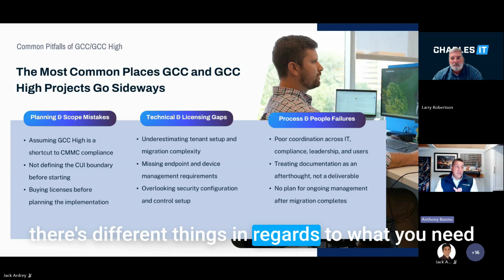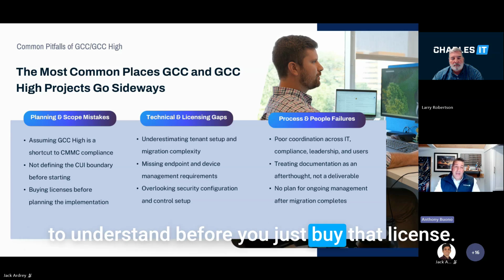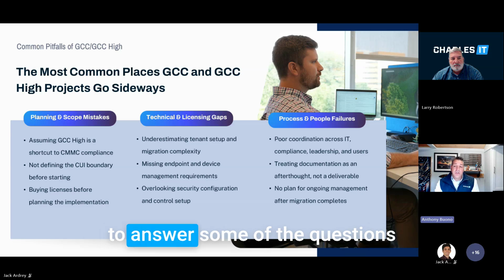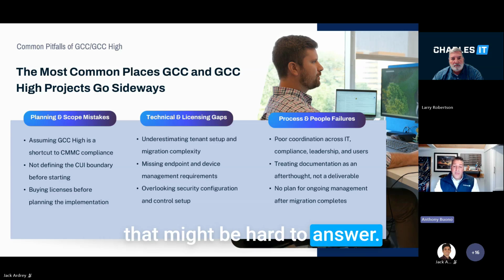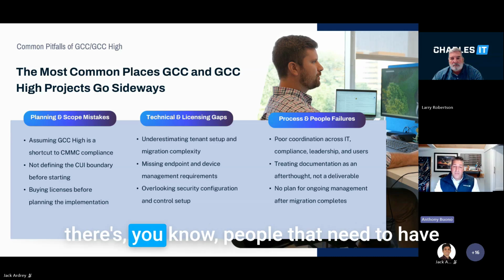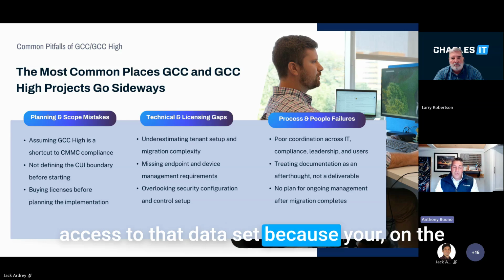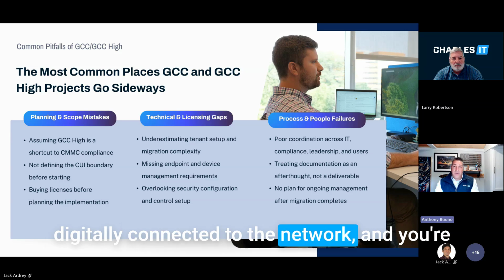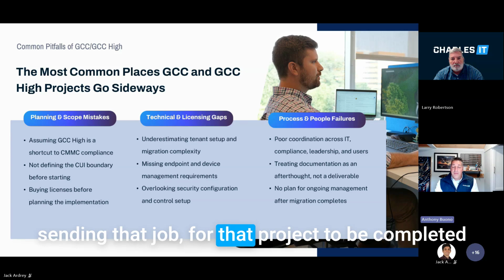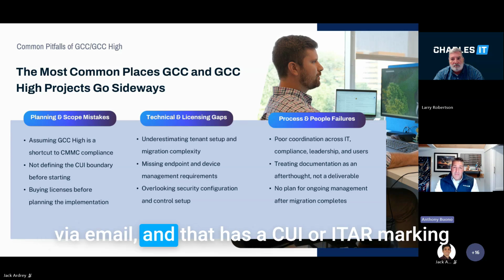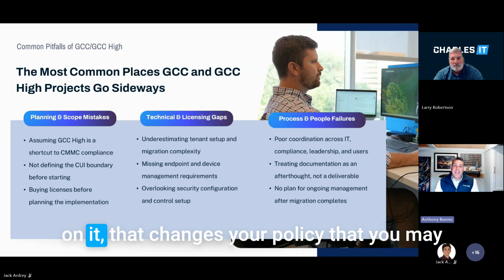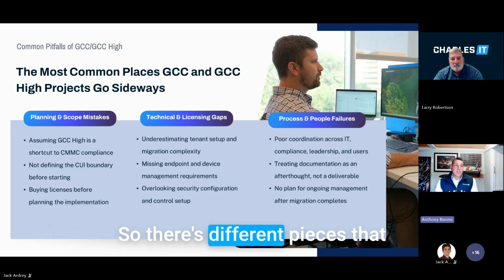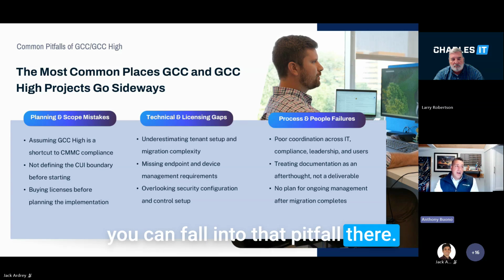There are different things you need to understand before you just buy that license. So you can't fall into that shortfall. You've got to ask questions, or be ready to answer some questions that might be hard to answer. Sometimes people need access to that data set because the manufacturing floor has something digitally connected to the network, and you're sending that job to be completed via email, and that has a CUI or ITAR marking on it. That changes your policy compared to if you were not doing that before. So there are different pieces that you could fall into that pitfall there.